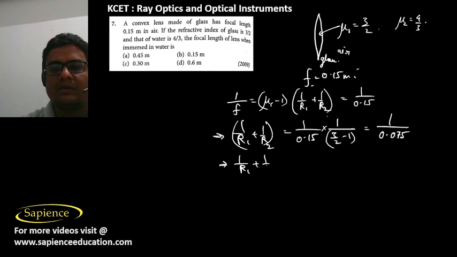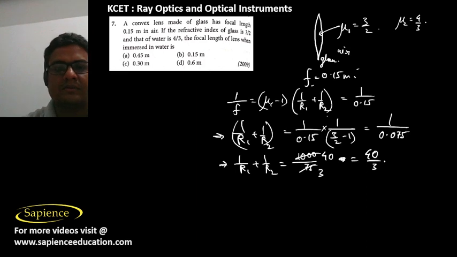This is 1 by R1 plus 1 by R2. That will be equal to 1 by 0.075, which is 1000 by 75. 25 threes are 75, 25 fours are 100, so this is equal to 40 by 3. Therefore, 1 by R1 plus 1 by R2 is 40 by 3.